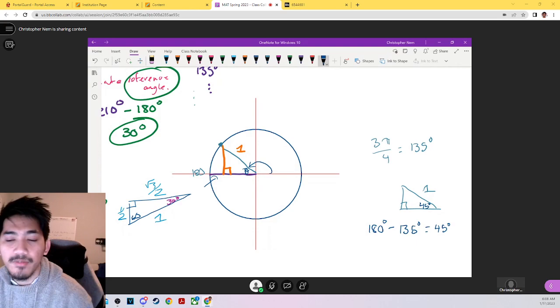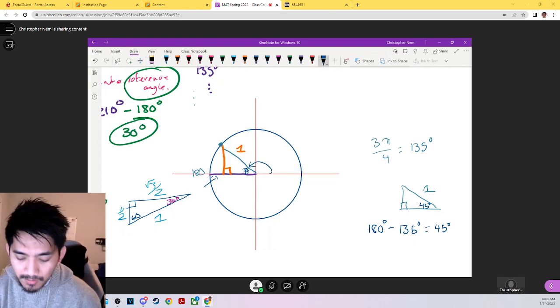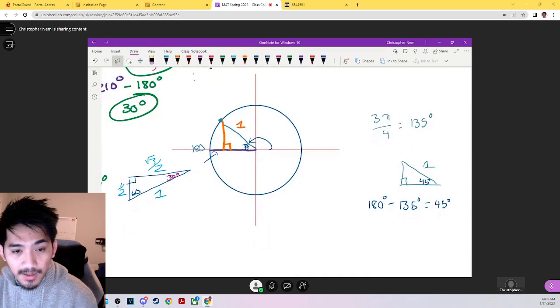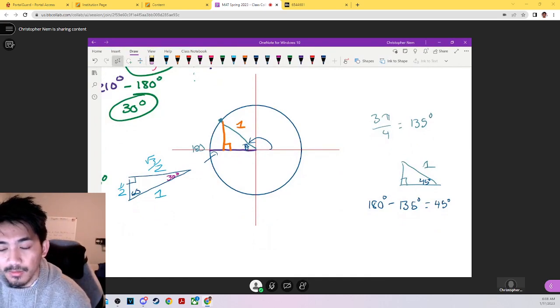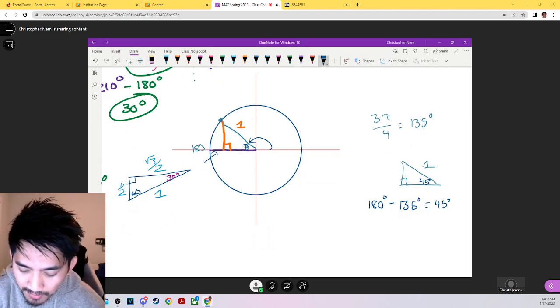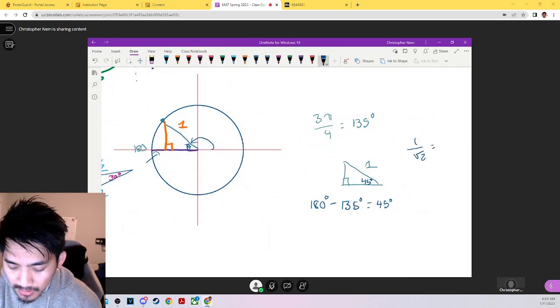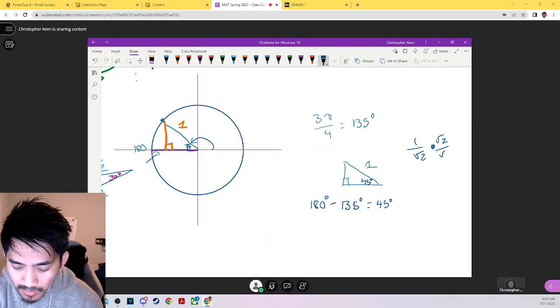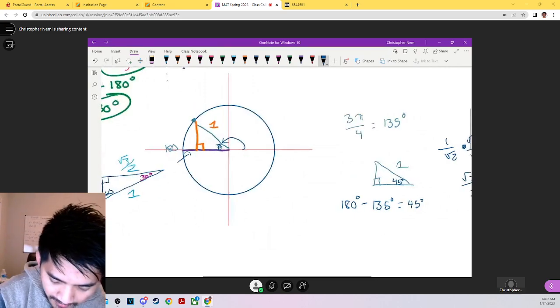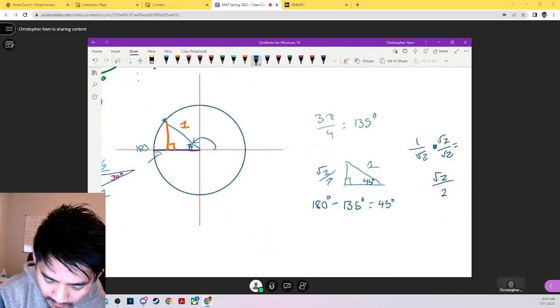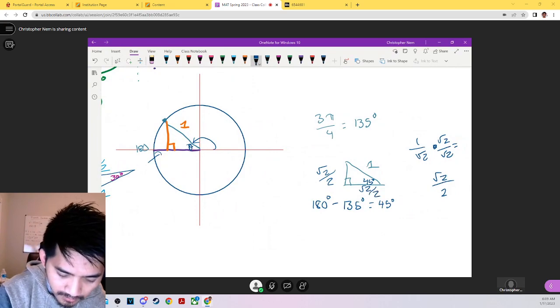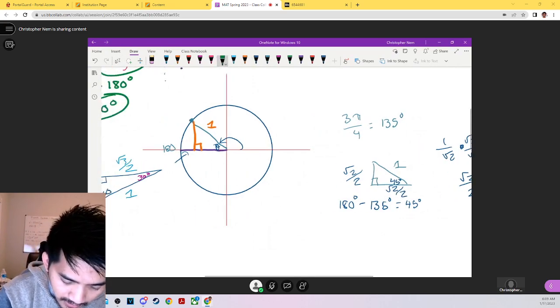Now this is a 45-45 triangle. If you remember about a 45-45 triangle, it's an isosceles triangle where the hypotenuse is always going to be square root 2 times your other legs. So that means we have to divide 1 by square root 2. 1 divided by square root 2, but you have to rationalize it. So we're going to multiply this by square root 2 over square root 2, which gives me square root 2 over 2. So this is square root 2 over 2, square root 2 over 2.